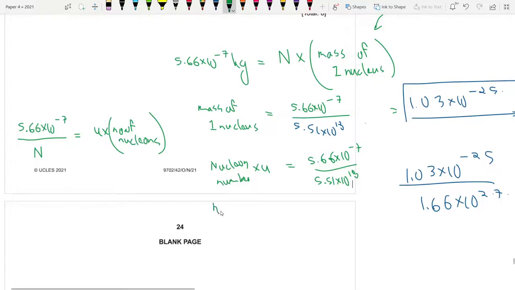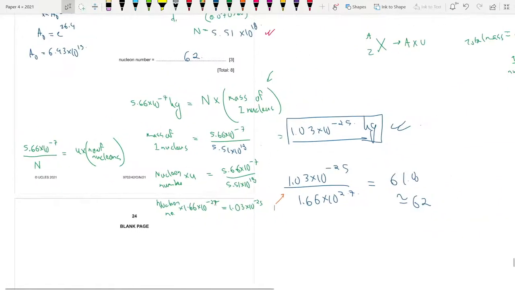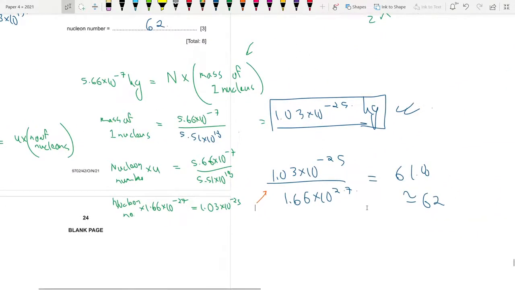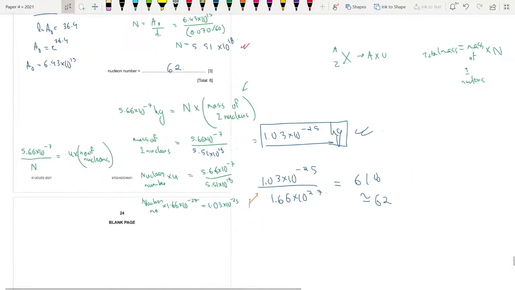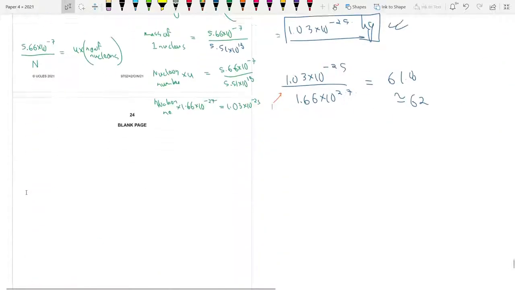Or the nucleon number into 1.66 into 10 to the power minus 27 is actually equal to 1.03 into 10 to the power minus 25, followed by this step over here. If you make nucleon number the subject, you're going to end up with 1.03 into 10 power minus 25 divided by 1.66 into 10 power minus 27, which gives us a value of 61.8 or 62. This was one of the most complicated radioactivity or nuclear physics sums. Okay, so do this properly, and if you have any other questions, let me know.